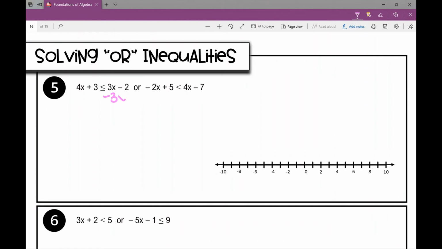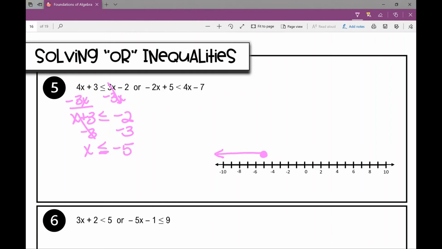I'm going to do that by moving my variable to one side, and I get x plus 3 is less than or equal to negative 2. And then I'm going to subtract 3 from both sides, and I get x is less than or equal to negative 5. So what does this look like? Negative 5 is right here. Closed dot because of that or equal to, right? That line underneath my inequality symbol, less than or equal to. So we're including negative 5 as a solution in this inequality. Less than would go this way. So x is less than or equal to negative 5.